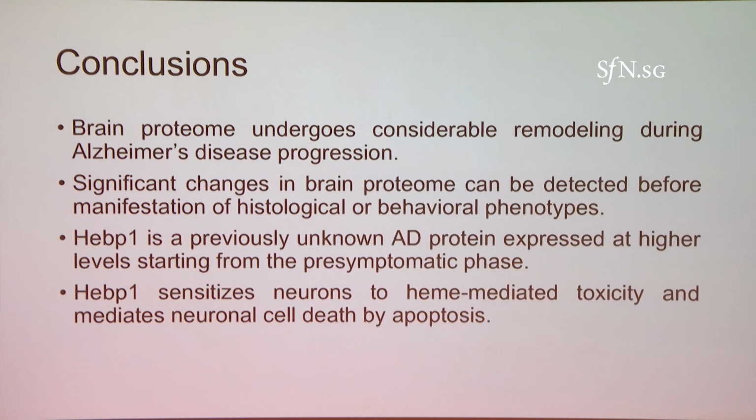So in summary, I didn't have time to go through all the changes, but we know there's a lot of massive remodeling in the brain protein in AD itself, and HEBP1 is a very interesting and potentially important, not just biomarker, but protein that's involved in AD pathogenesis itself, whose mechanism probably hits at the level of neurons.